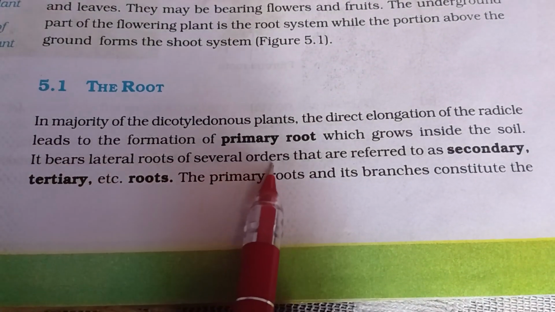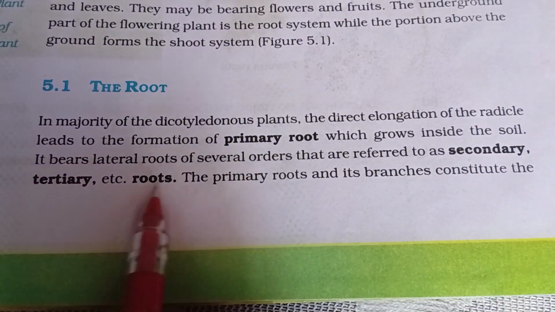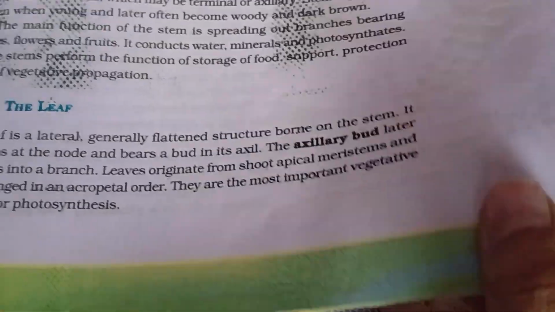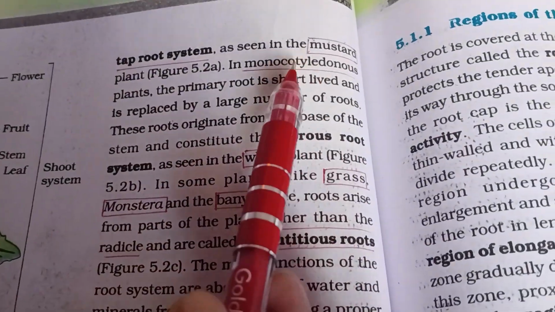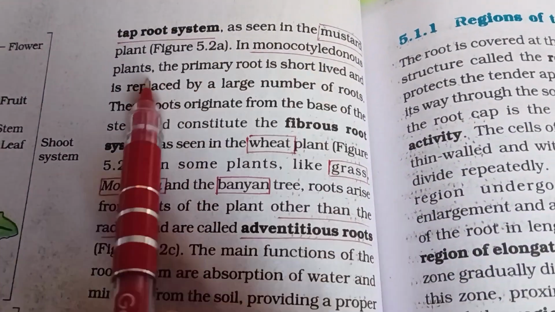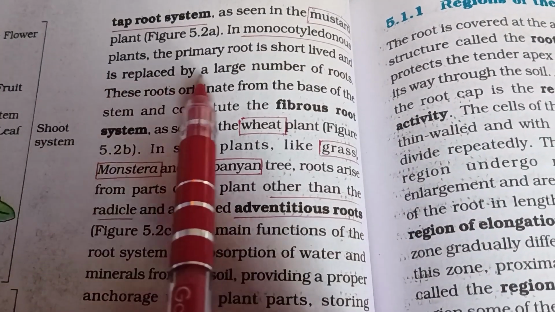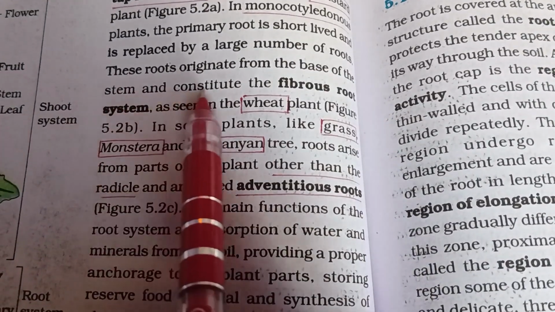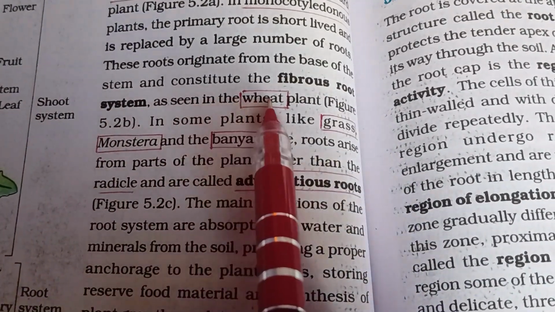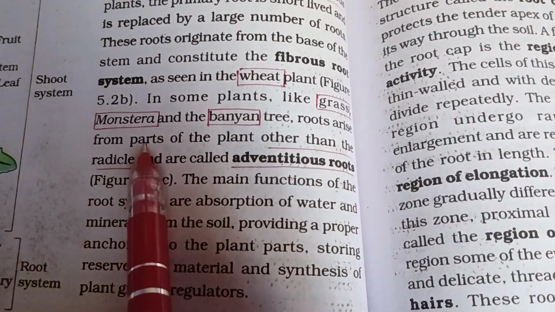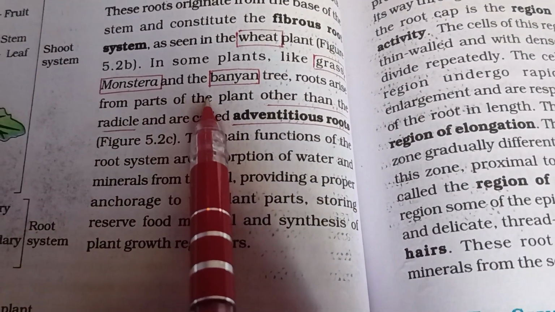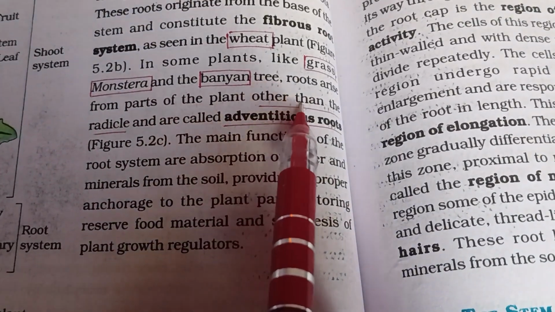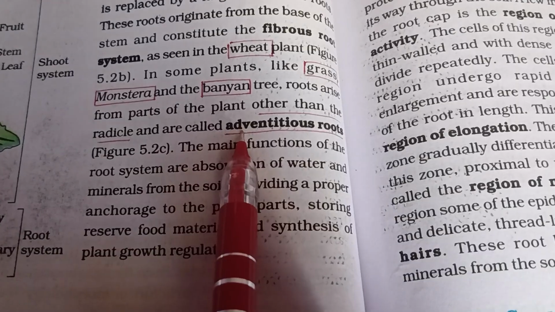It bears lateral roots of several orders that are referred to as secondary, tertiary, etc. roots. The primary root and its branches constitute the taproot system, as seen in the mustard plant. In monocotyledonous plants, the primary root is short-lived and is replaced by a large number of roots. These roots originate from the base of the stem and constitute the fibrous root system, as seen in the wheat plant. In some plants like grass, monstera, and the banyan tree, roots arise from parts of the plant other than the radicle and are called adventitious roots.